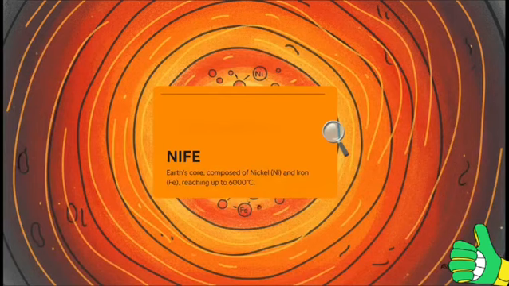Finally, we reach the very center, the core. This is the Earth's core. It's composed of nickel, that's the Ni, and iron, the Fe, reaching just blistering temperatures of up to 6,000 degrees Celsius. The core is incredibly important because the liquid iron in the outer core rotating around that solid inner core is exactly what generates the Earth's entire magnetic field.